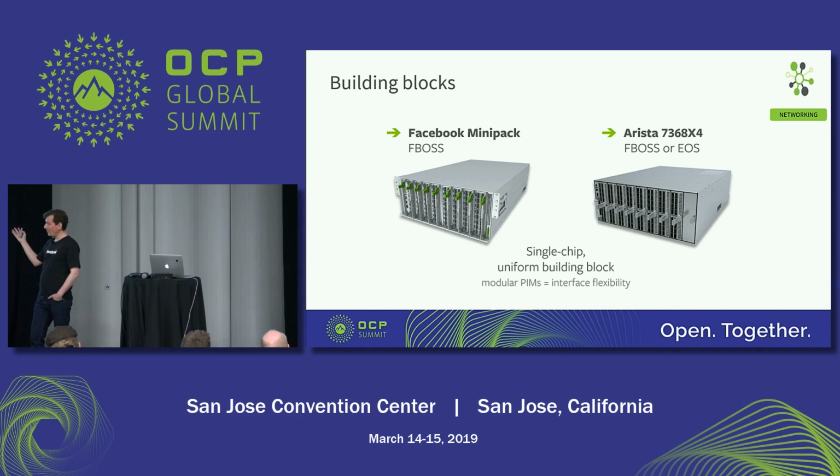The modular PIMs are a distinct property of the MiniPack design and give us interface flexibility. Our networks never stay in the same place. They keep evolving and upgrading. We introduce new technologies, new link speeds, and so on. Having the modules around a single chip allows us to use different optical form factors and different link speeds, and intermix them within the chassis.